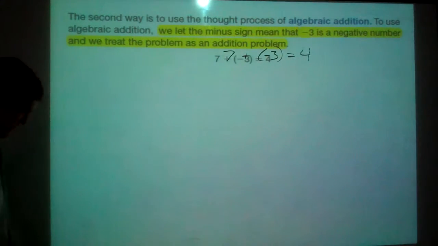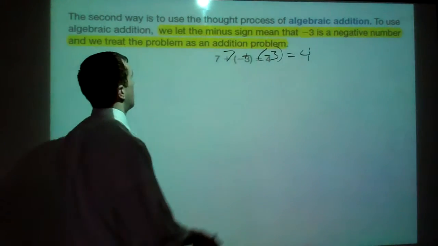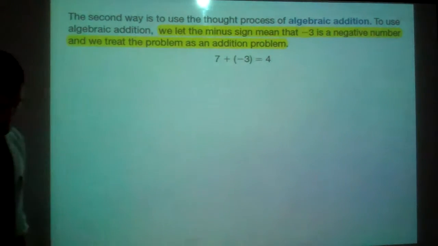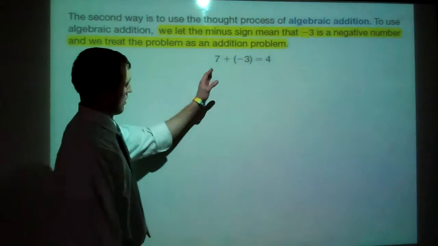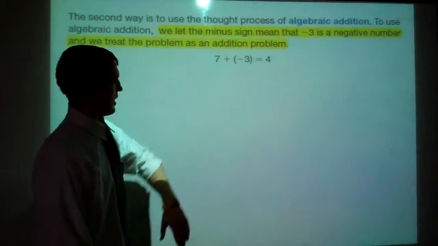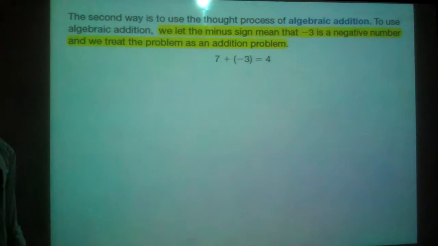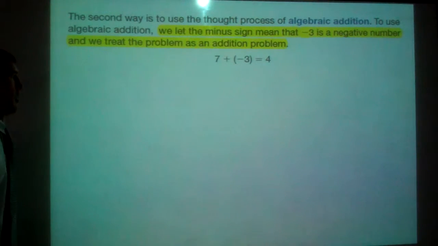Okay, so let me erase that. And what I have highlighted here, well, let's look at this. The second way is to use the thought process of algebraic addition. To use algebraic addition, we let the minus sign mean that -3 is a negative number, and we treat the problem as an addition problem. So just like I showed you before, 7 plus -3. Whenever you see a minus sign, you can consider it a negative, because adding a negative is the same thing as subtracting.